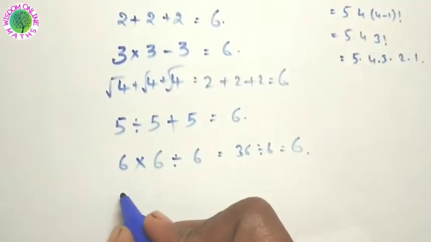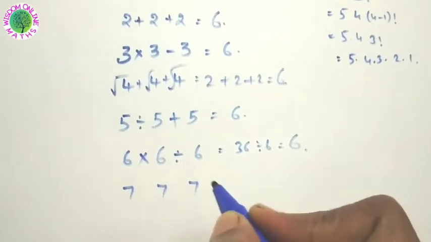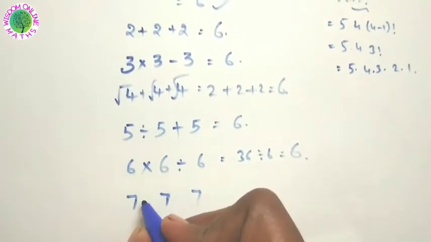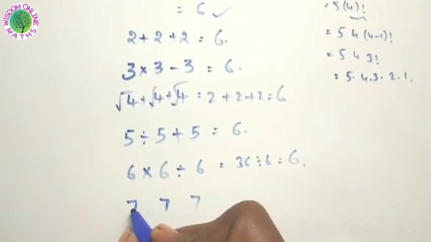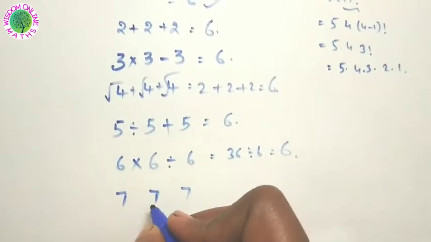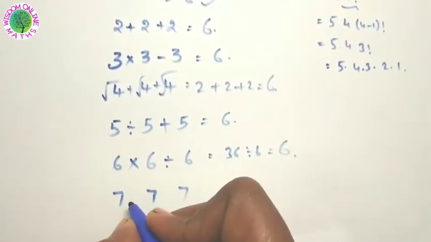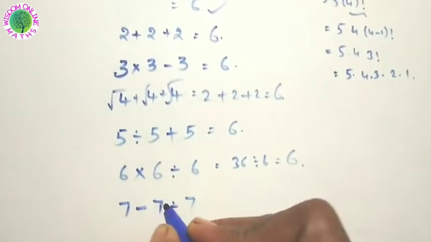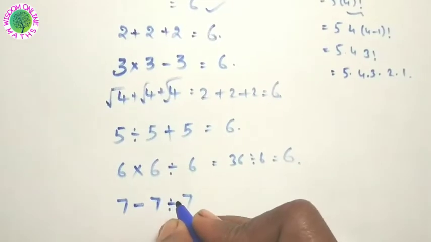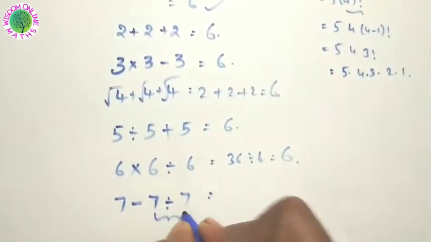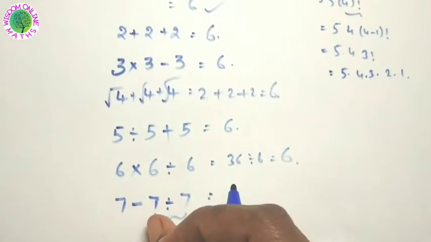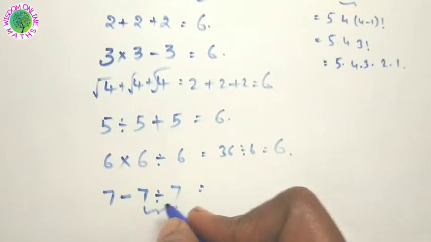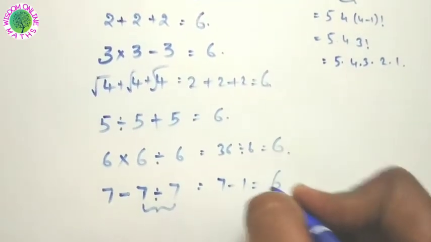Next 7. We have to use 3 sevens and get 6. How am I using these 3 sevens? 7 minus 7 gives 0, so that won't be possible here. 7 divided by 7 is 1. From this 7, if I subtract 1 then I will get 6. According to BODMAS, first we should apply the division operation. We can't apply 7 minus 7 first. First you have to do 7 divided by 7. So 7 minus 1 is equal to 6 you will get.